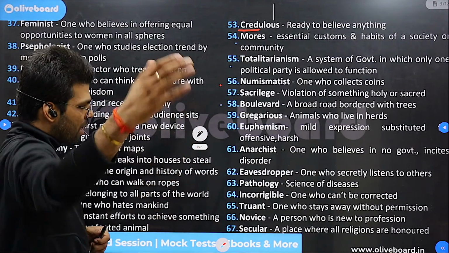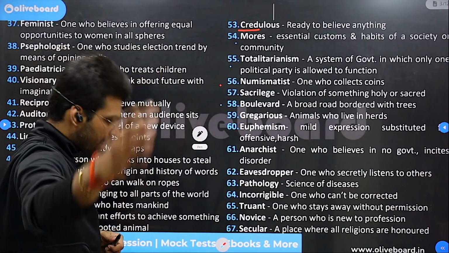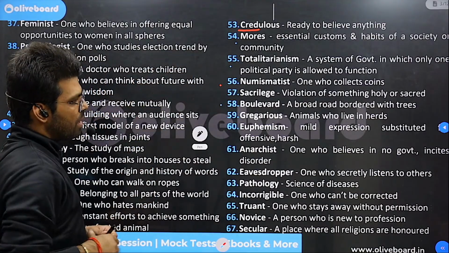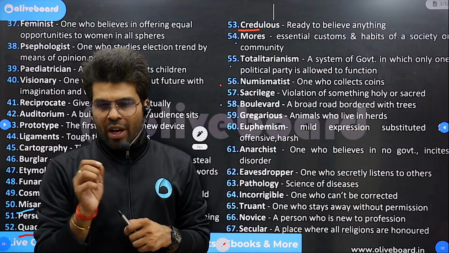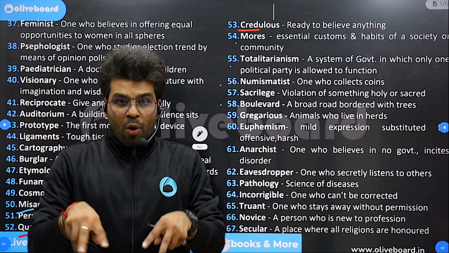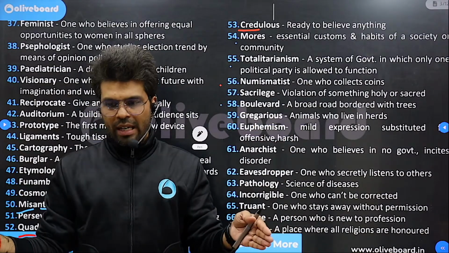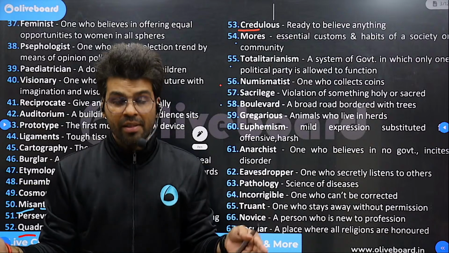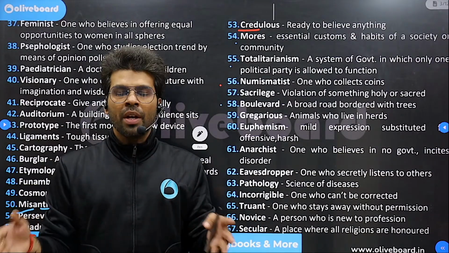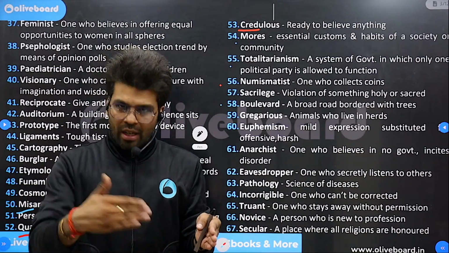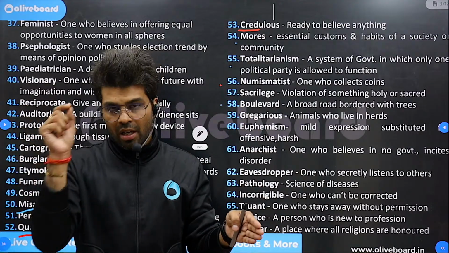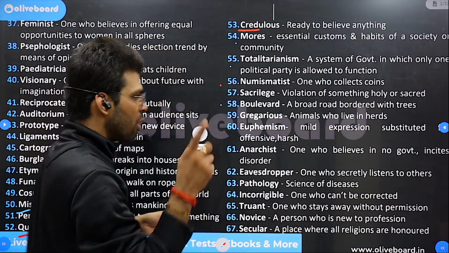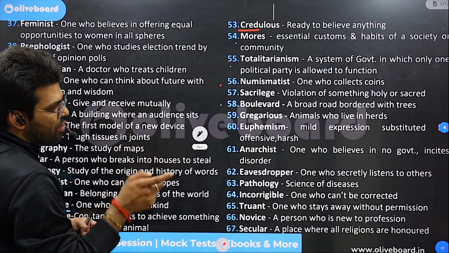Boulevard. You may have some hotel, restaurant named in your city with the same name, Boulevard, and some area for shop. We have some areas where the road is covered on both sides with trees. You must have in your city. The area where the road is covered on both sides with trees, that is supposed to be boulevard.